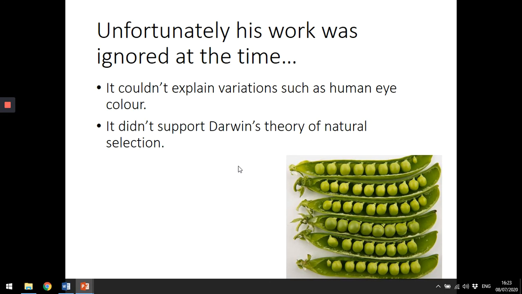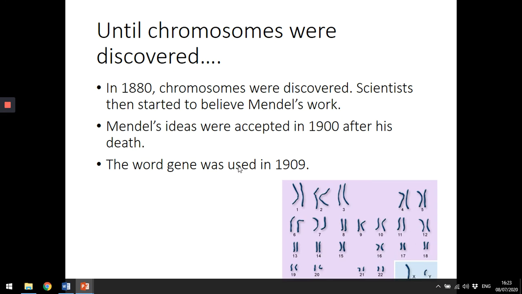Unfortunately, Mendel's work was largely ignored at the time because it couldn't explain variations such as human eye colour, which has a number of different colours, and it also didn't support Darwin's theory of natural selection. And only when chromosomes were discovered did people start to believe Mendel's work. So in 1880, the chromosomes were discovered and scientists started to believe his work, and his ideas were generally accepted in the 1900s after his death. And the word gene was first used in 1909.